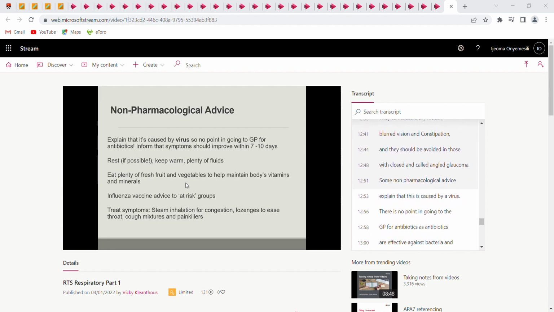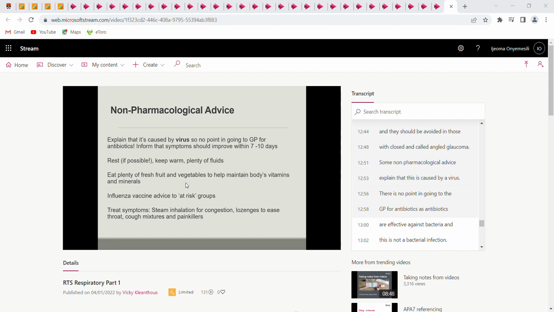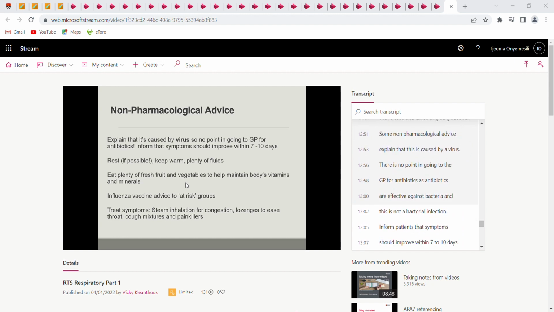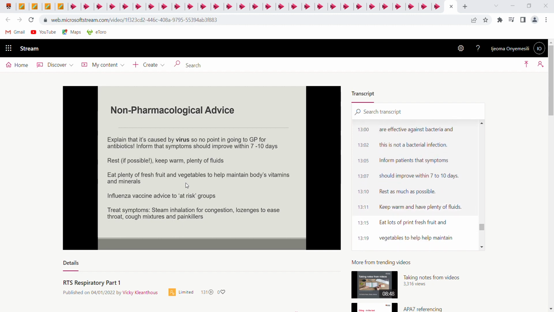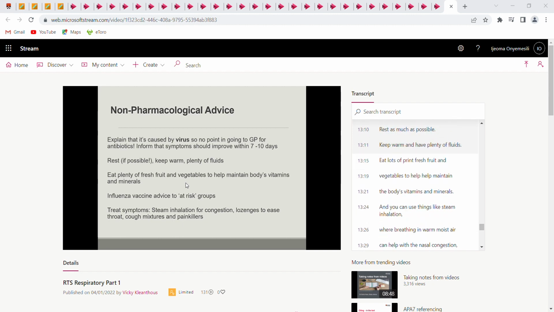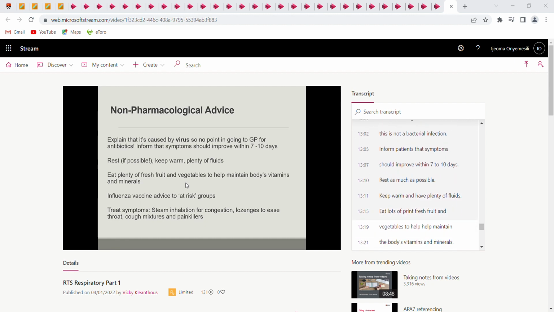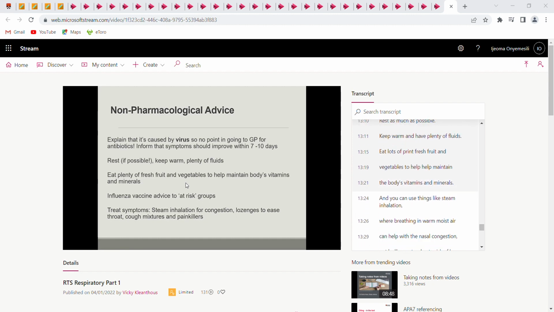Some non-pharmacological advice: explain that this is caused by a virus. There is no point in going to the GP for antibiotics, as antibiotics are effective against bacteria and this is not a bacterial infection. Inform patients that symptoms should improve within 7 to 10 days. Rest as much as possible, keep warm and have plenty of fluids. Eat lots of fresh fruit and vegetables to help maintain the body's vitamins and minerals.